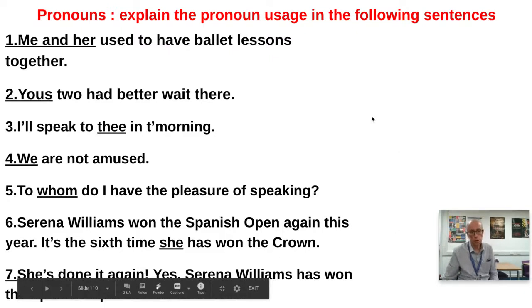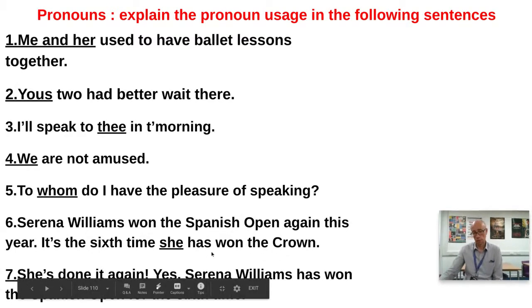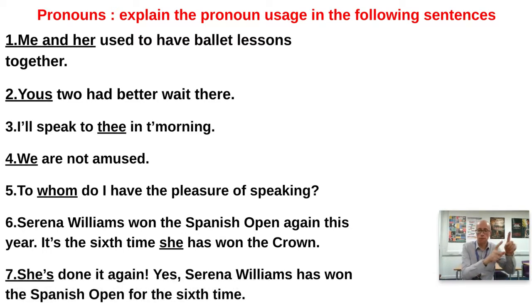We've got old Serena Williams. Serena Williams won the Spanish Open again this year. It's the 6th time she has won the crown. So she there is your third person subject pronoun. The point about it is the she there is a reference back, which is like the main job of pronouns. They save us time by referring back to somebody that we know who it is. So this is called an anaphoric reference.